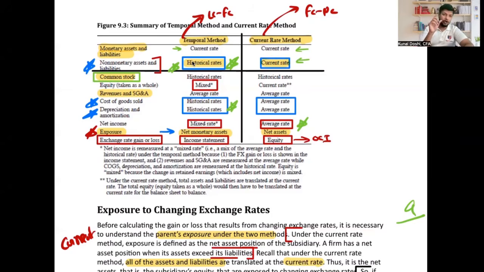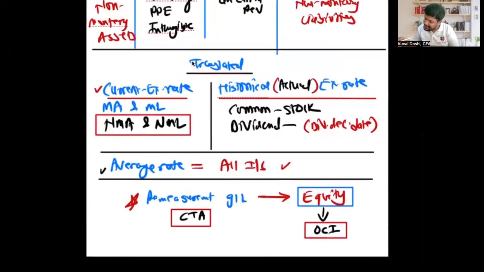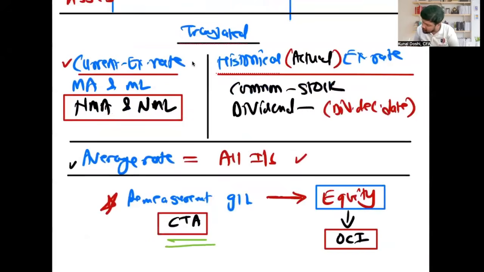So all the adjustment related will go as a remeasurement gain or loss. That will be the case under the temporal method. And under the temporal method, it is a part of the income statement, making it more volatile. Under the current rate method, we record something called CTA. The remeasurement gain or loss is recorded in the CTA, which is under equity, under OCI.